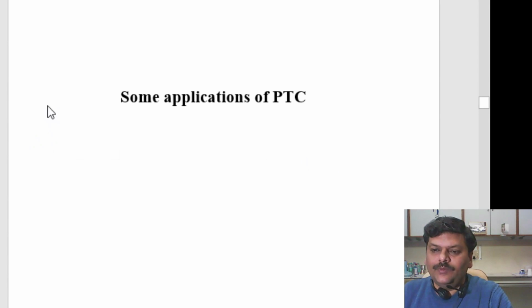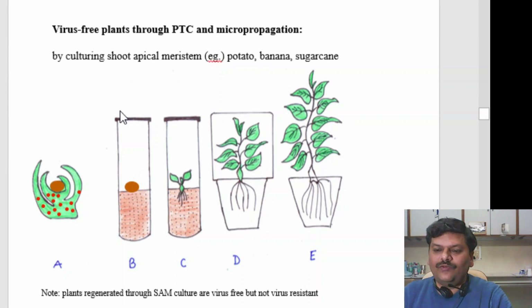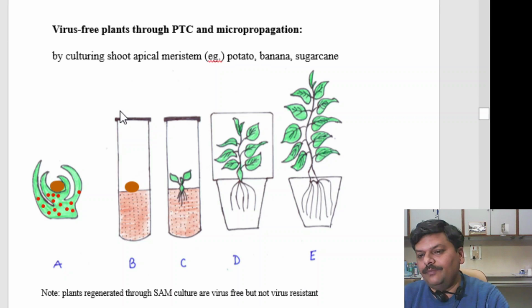Afterwards, let's discuss some popular applications of plant cell tissue cultures after going through the methods which are available to us. First and foremost, the application of plant cell tissue culture or micropropagation is the development of virus-free plants. You need to listen carefully. I am saying virus-free plant. We are not saying virus-resistant plant.